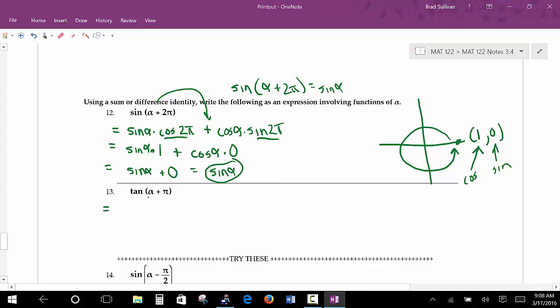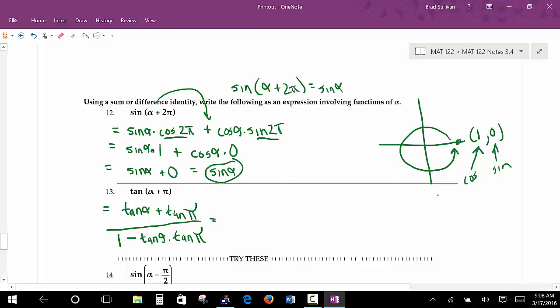Okay, now this one we're going to pull out the tangent sum identity. So you've got to memorize that. The tangent sum identity goes tangent alpha plus tangent of pi. That's your numerator. Then it's going to be over 1 minus tangent of alpha times tangent of pi. Like that. So that's how that identity goes.